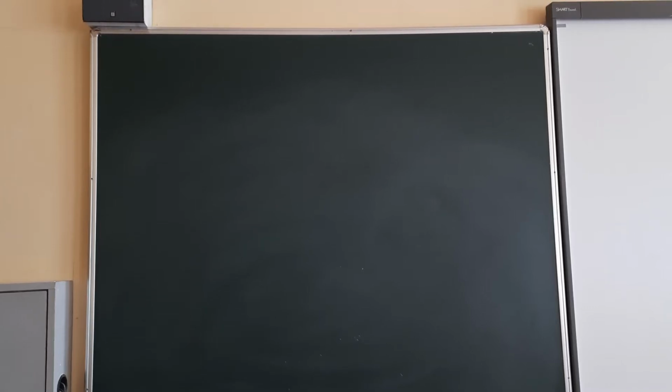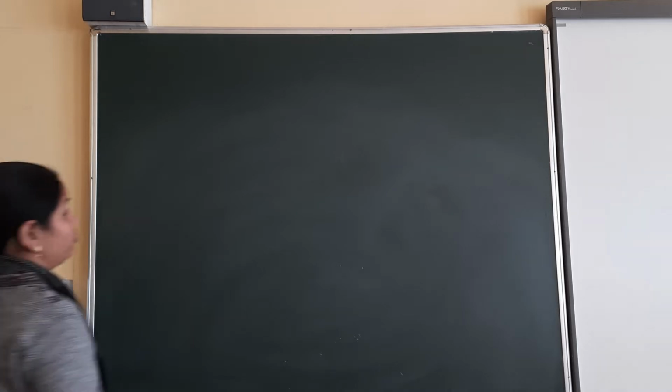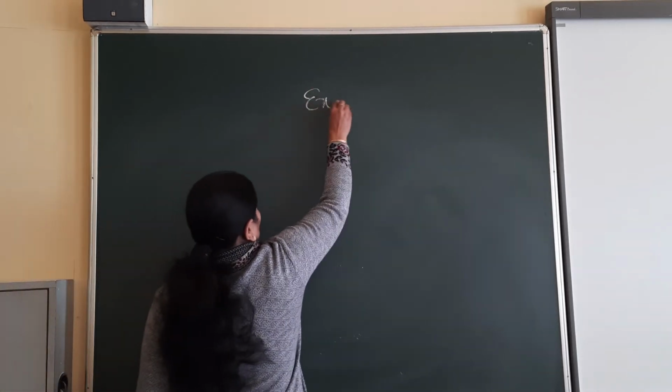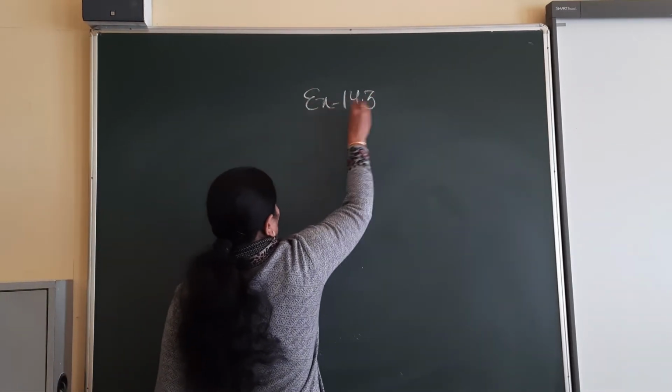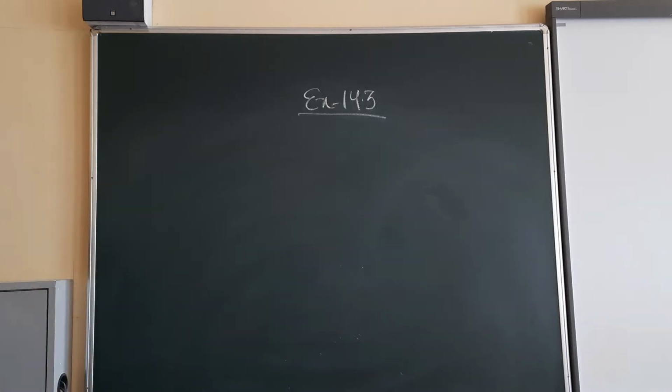Good morning, class 8. Today I am starting the next exercise, 14.3, and here we will understand how to divide a monomial by a monomial or a binomial by a monomial and so on. So I am starting with a question. Here it says 14.3. Question number 1 is: carry out the following divisions.